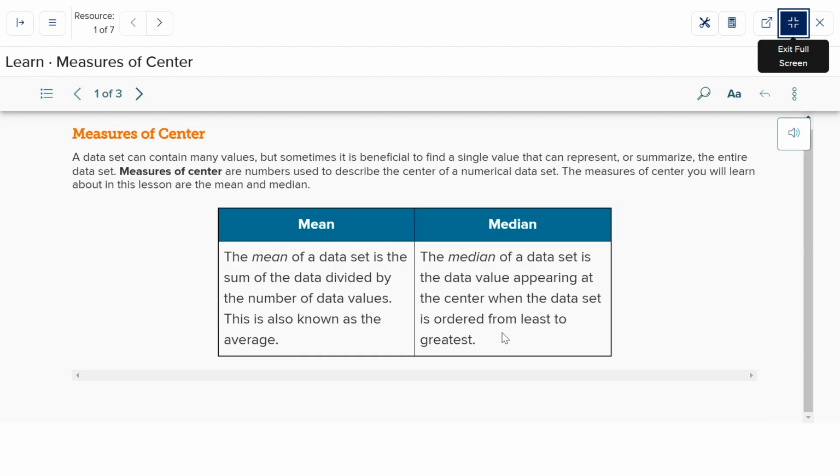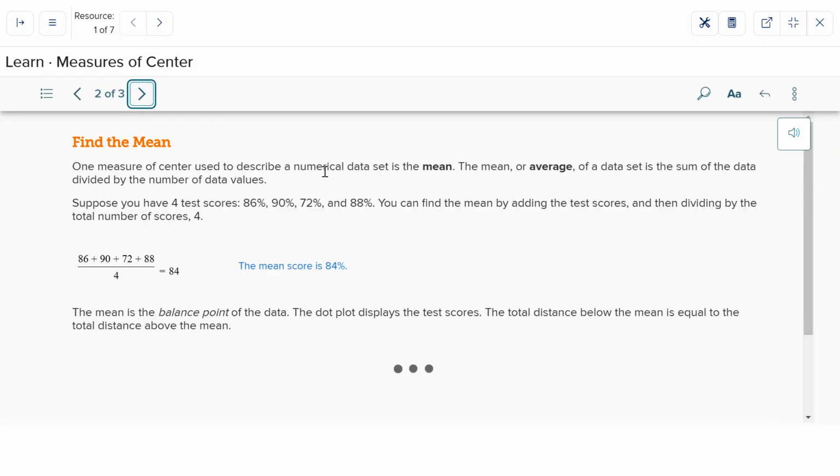The median, on the other hand, is the data value appearing at the center when the data set is ordered from least to greatest. And a lot of people forget to put the data in order from least to greatest before choosing that middle value, and that will not necessarily give you the right median. So it's important to put those in order. So we're going to talk more about those as we go through this lesson.